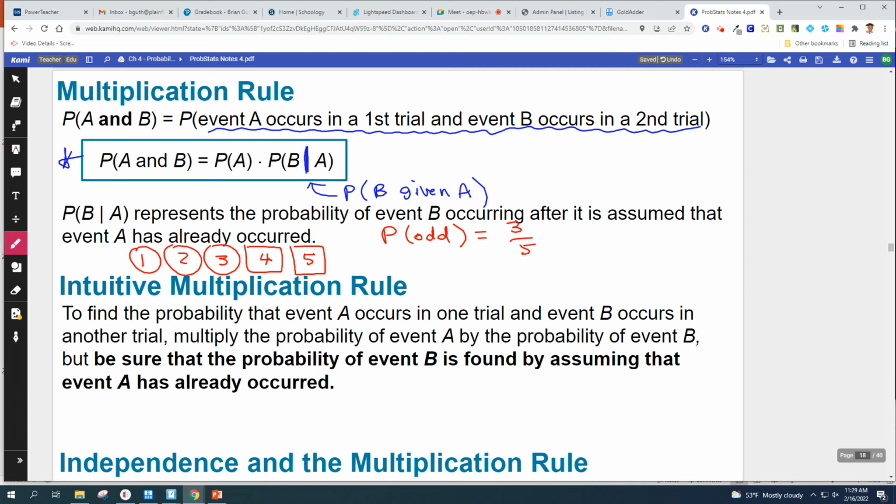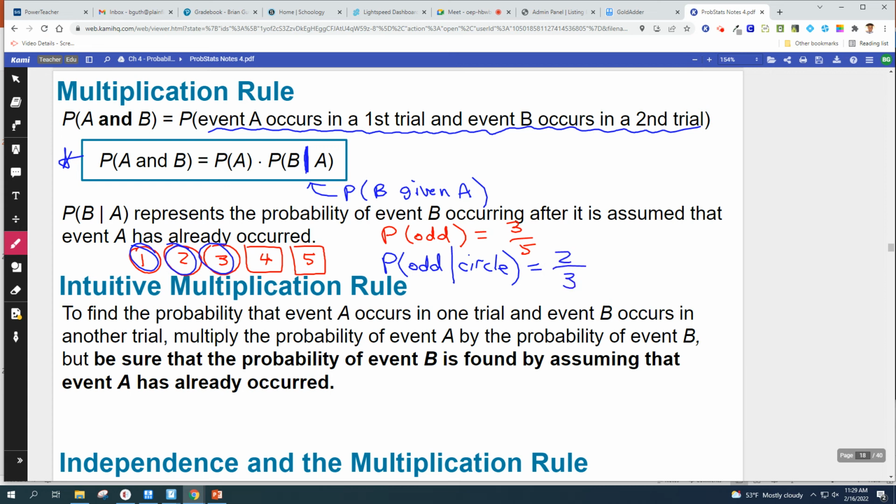Okay? Now, what if I change it slightly and say, I want to find the probability of an odd number given that I'm only looking at the circles? It's different. You've got this extra information. Probability of an odd number given that I'm only looking at the circles. Who can tell me what that probability is? Not two-fifths. I'm only looking at the circles, right? And so, if I'm only looking at the circles, it's not two-fifths, it's two what? Two-thirds. It's two out of three.